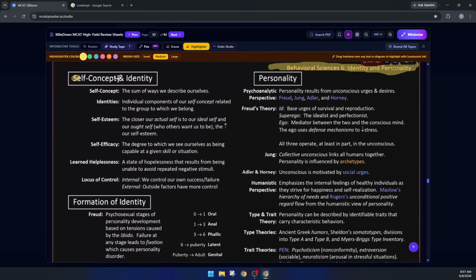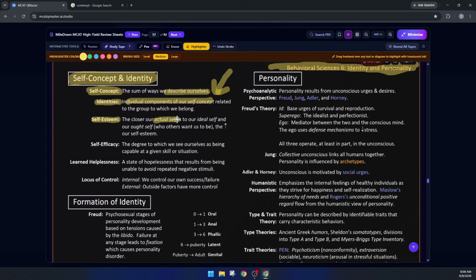Okay, so now we're on self-concept and identity. What is self-concept and identity? Self-concept is the sum of ways that we describe ourselves. Identities are individual components of our self-concept, related to the groups to which we belong. Self-esteem: think about examples that could be the case for this, or just do practice questions to help you figure out what examples there are.